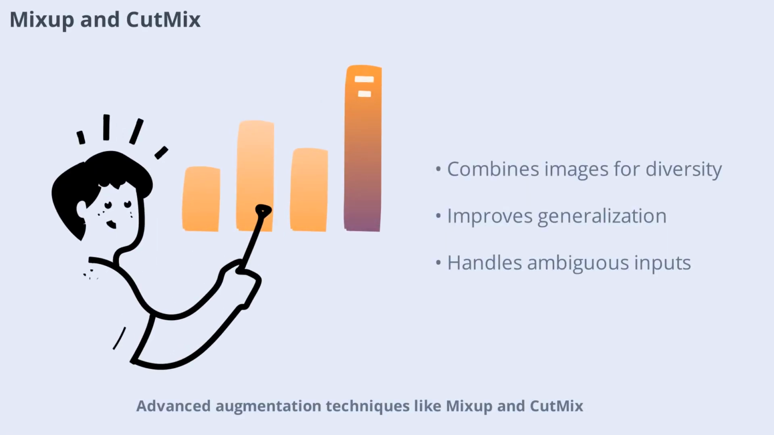Advanced augmentation techniques like mix-up and cut-mix combine multiple images to create new training samples. Mix-up blends two images and their labels, while cut-mix replaces a region of one image with a patch from another. These methods encourage the CNN to learn more generalized features and improve its ability to handle ambiguous or blended inputs.